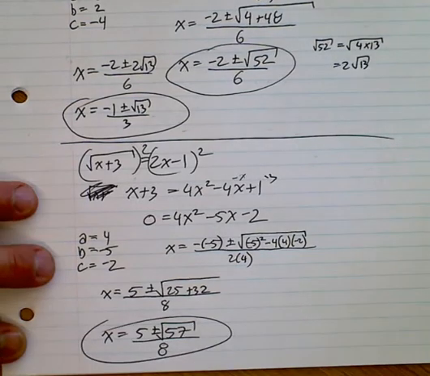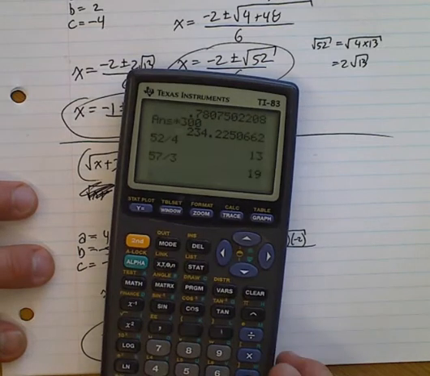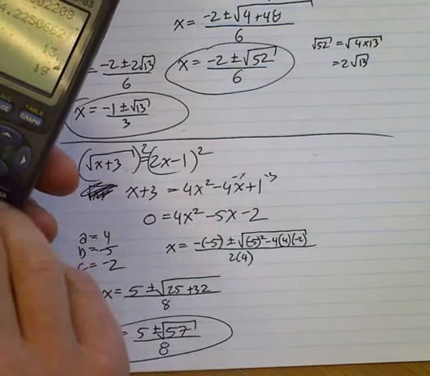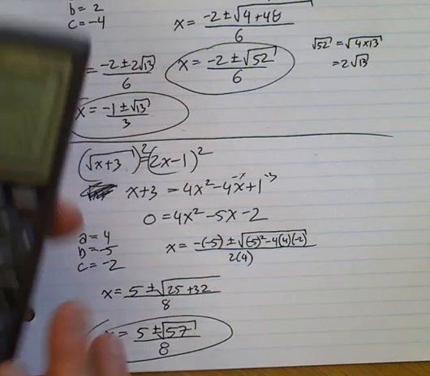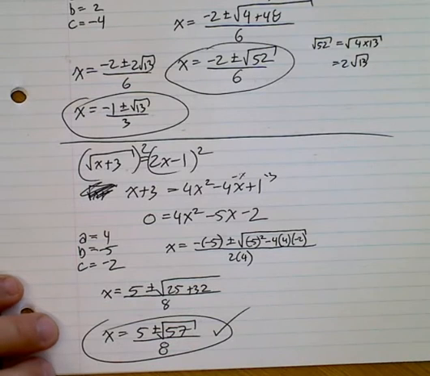Now, 57, I think, is a prime number. I'm not sure. 57 divided by 3, oh look at that, 19. But neither of those are perfect squares. So this can't get reduced at all. That's your final answer. All right?